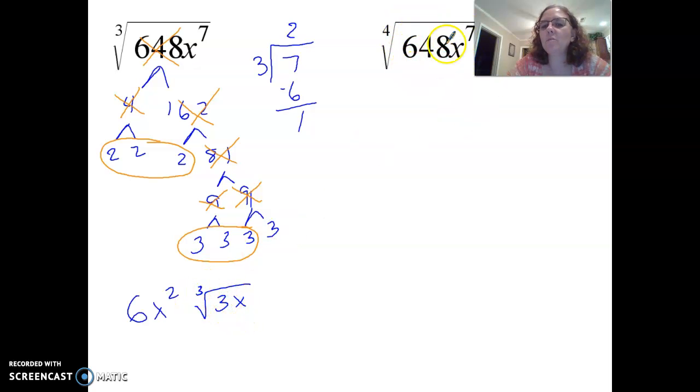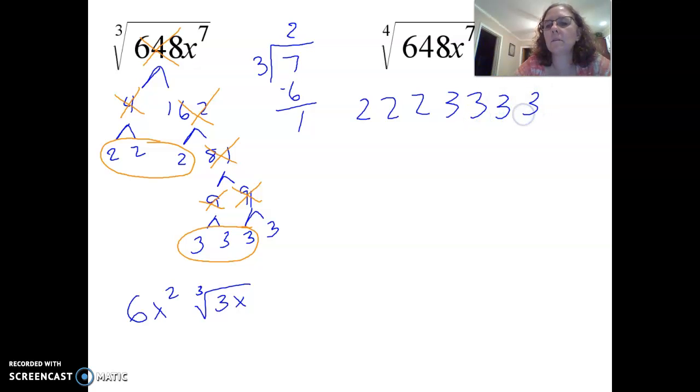Okay, now let's do the 4th root of 648. All right, just like we did before, I'm not going to go through the factor tree again because it's going to be the same factor tree. I'll just write the numbers down. I had 3 2's. And then I had 4 3's.